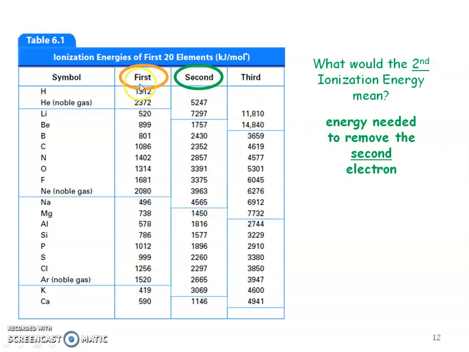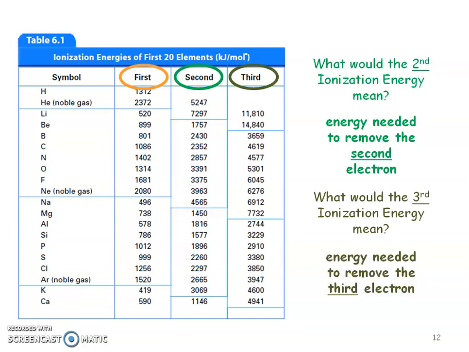So we want to remember that hydrogen is the only element that only has one electron. Every other element has multiple electrons. So how much energy is needed to remove the second versus how much energy is needed to remove the third electron? So I believe you need to pause and write that information down.